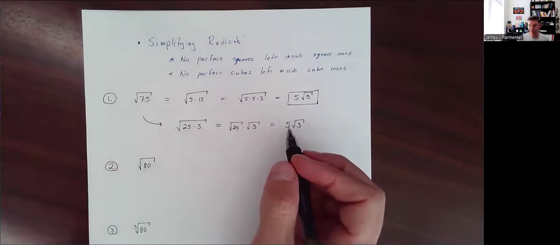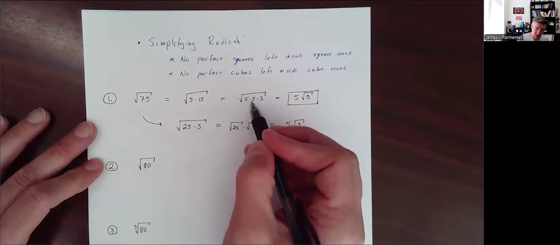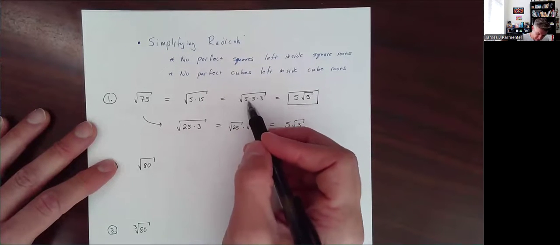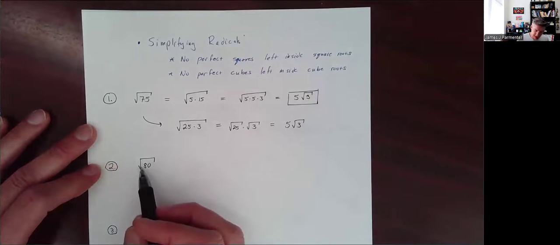But really, the more efficient way of doing it is to look for pairs in the square root and say, oh, the square root of something times the same something is just that something. We're going to do the same idea here.